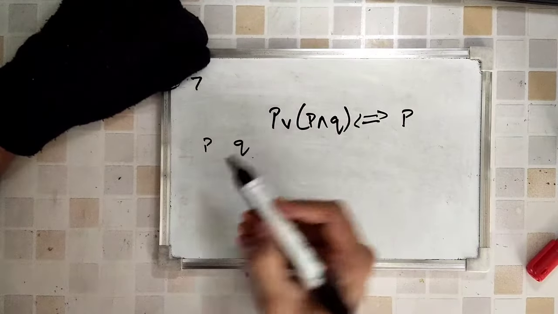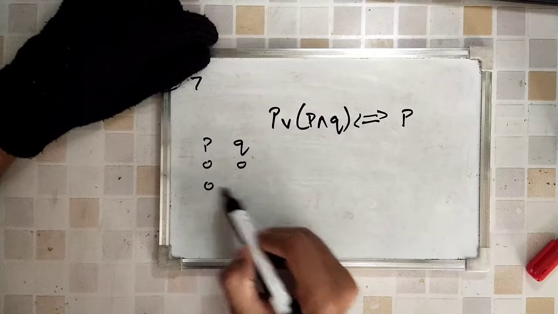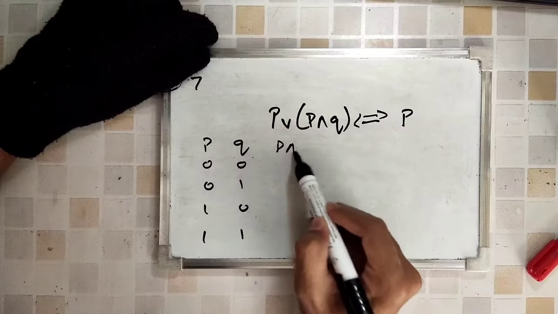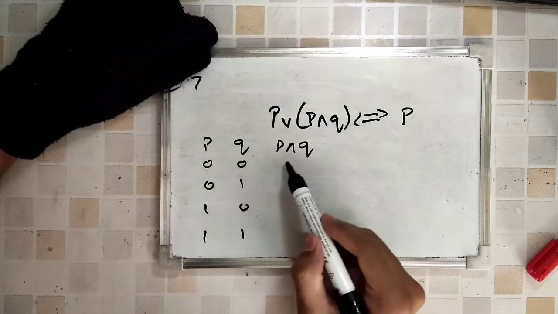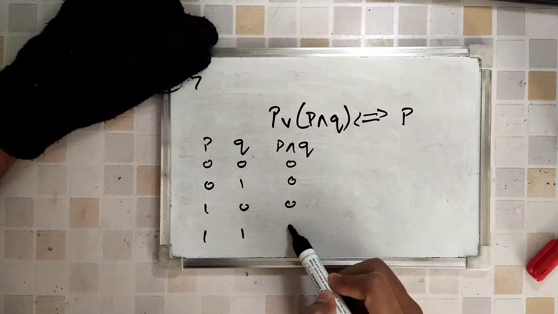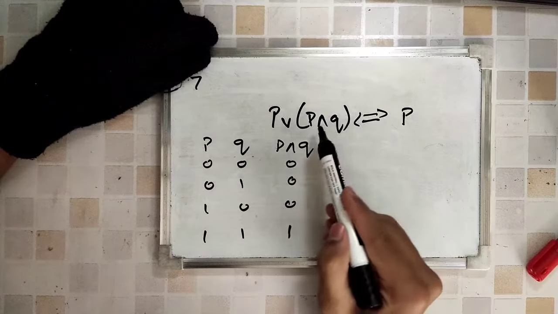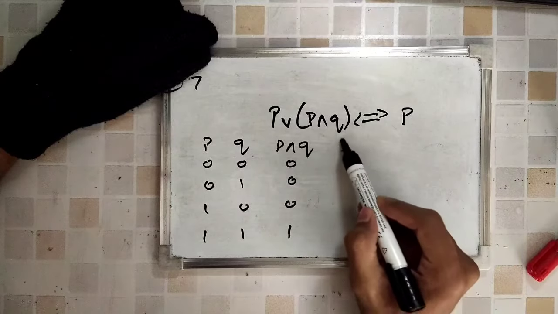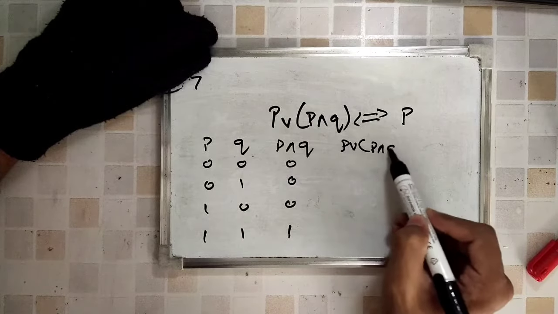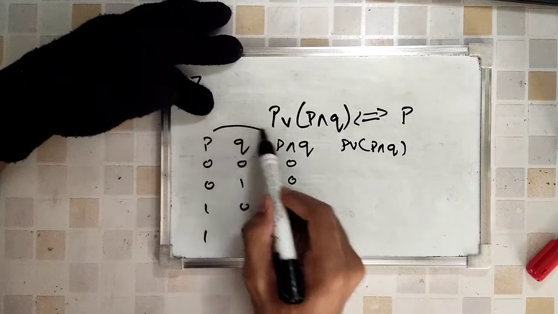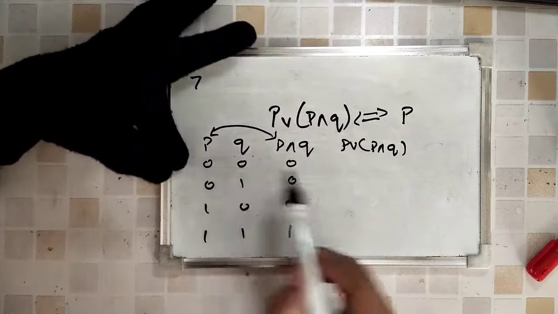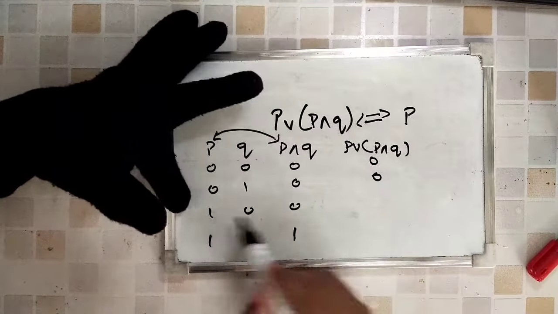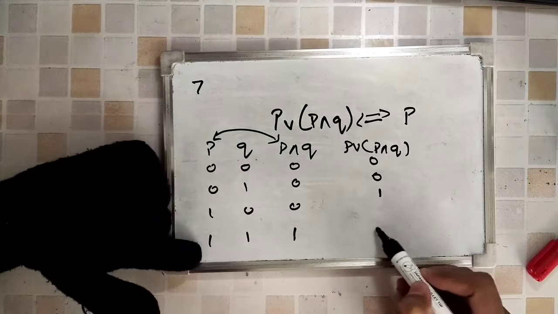So let us take a truth table: 0 0, 0 1, 1 0, 1 1. First I have to take P and Q. P and Q gives 0 0 0 1. Now I'll take P or (P and Q). So this and this I will do OR: 0 or 0 is 0, 0 or 0 is 0, 0 or 0 is 0, 1 or 1 is 1.